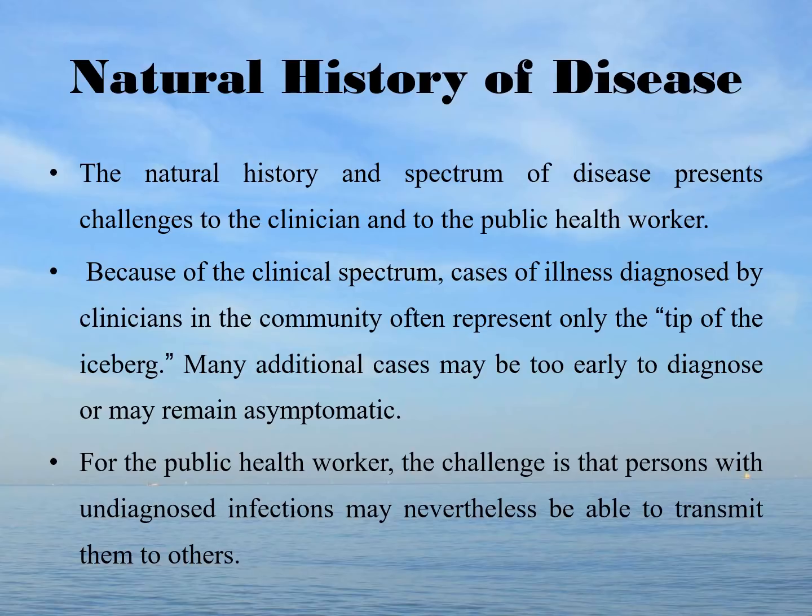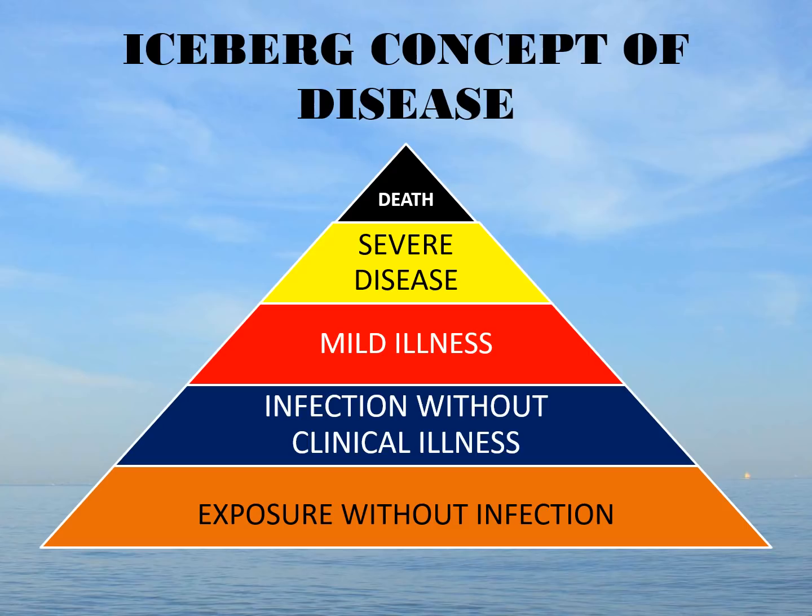Most of us may be asymptomatic, but it is the immunocompromised or elderly who manifest the disease. Hence, the decisions of many countries to go into lockdown. This iceberg concept of disease merely shows that we could be exposed without being infected. Then our infection would be subclinical, meaning it would not show any clinical signs. Then there would be mild illness, severe disease, and eventually lead to death.